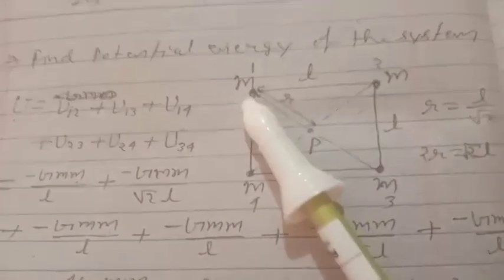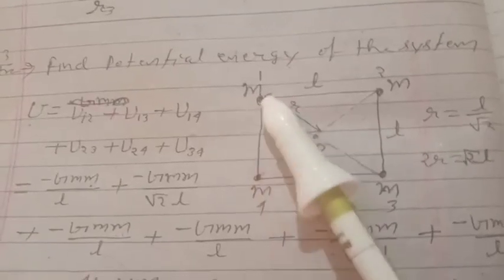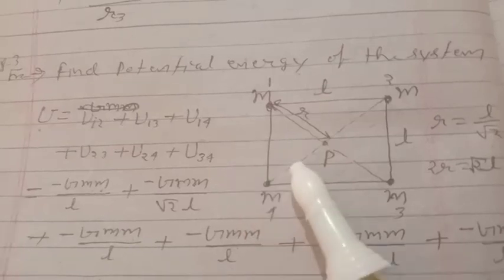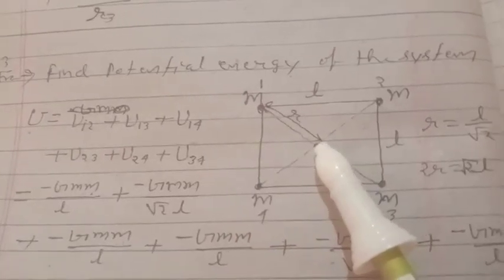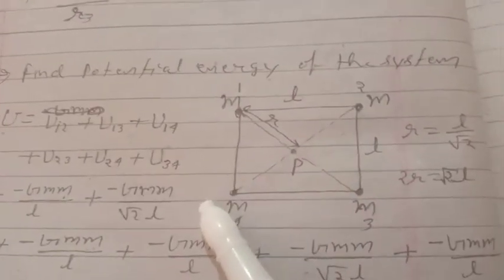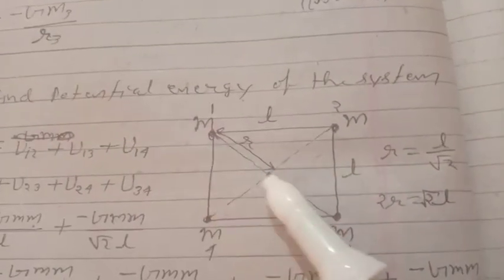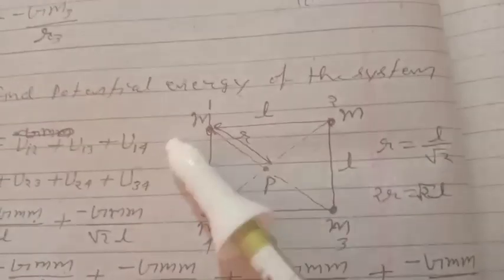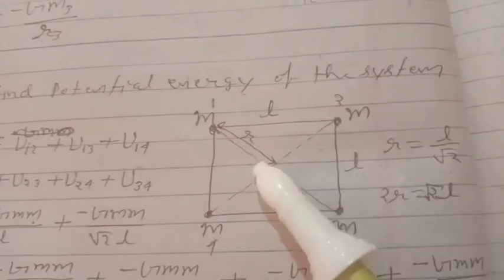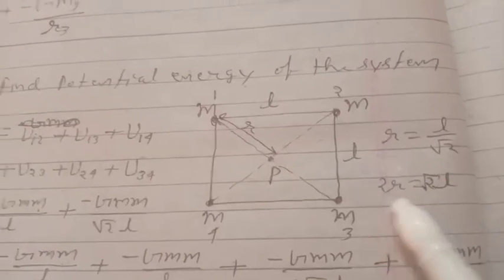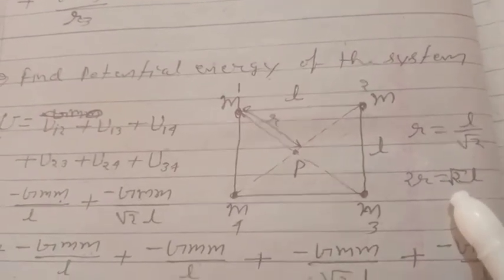Example, find the potential energy of the system. Here a system is placed on a square and all bodies have the same mass m, and we have to find the potential at P. So we can calculate like this. Here we can get the value of the distance from any mass to P as r, and r will be equal to L by root 2. So 2r equals root 2 into L.